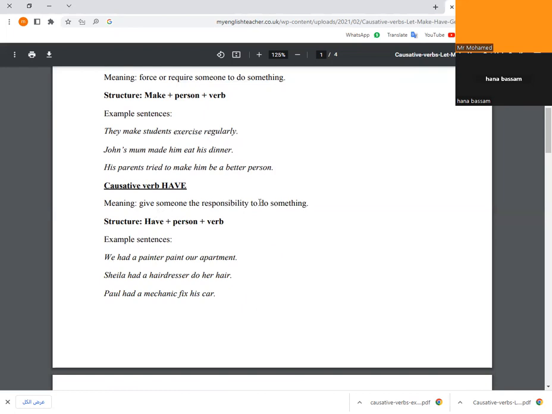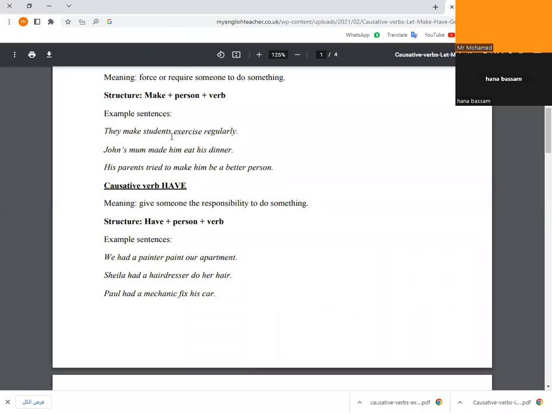يعني أنا بدي شخص مسؤولية فعل شيء. For example, when I say I have a mechanic or I had a mechanic fix my car. What does it mean here, Hannah? I had a mechanic fix my car. Is there a force here, a permission, or just I give someone the responsibility to do something for me? You give the responsibility. Yeah. For example, I had a painter paint our apartment.